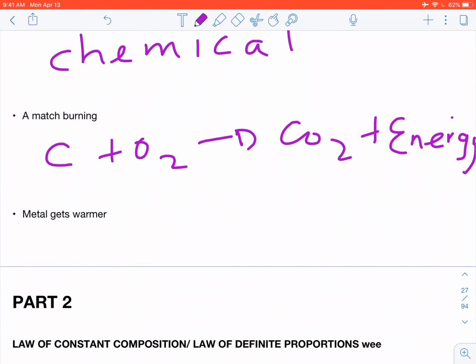Right, and then metal gets warmer, that's a physical process.